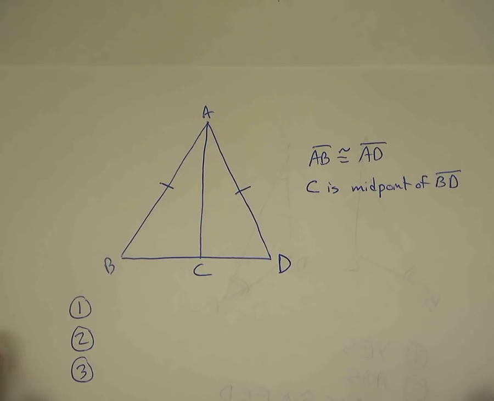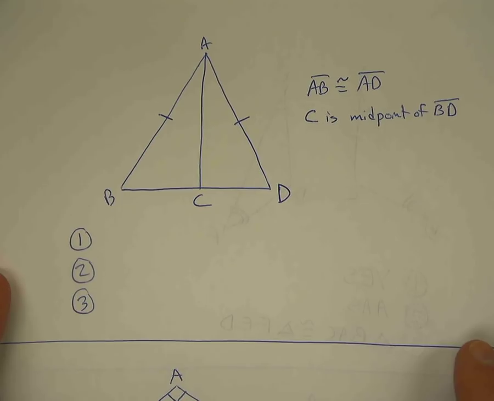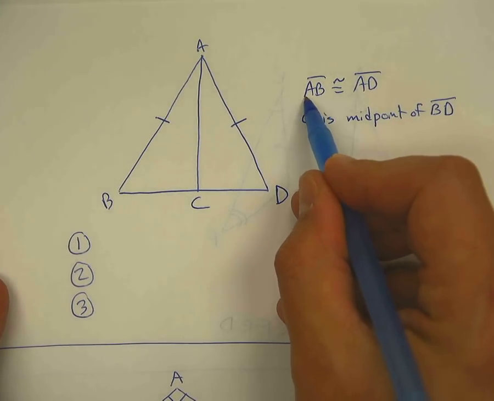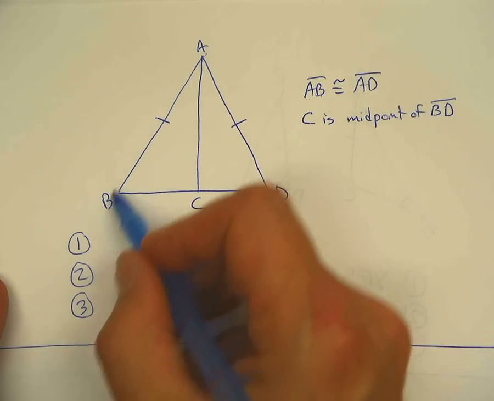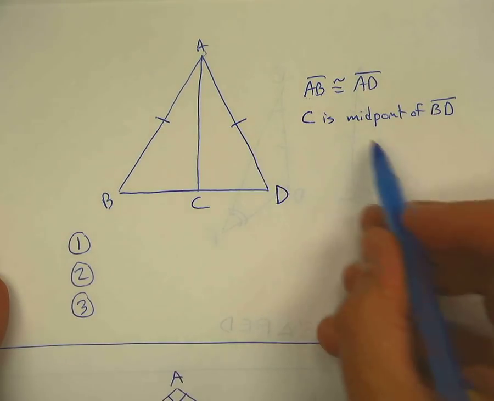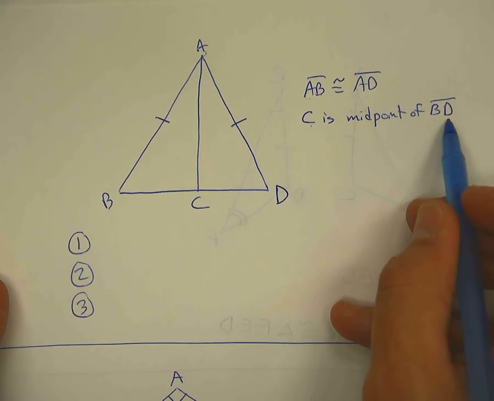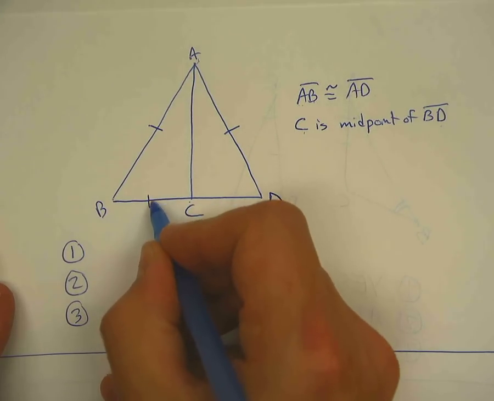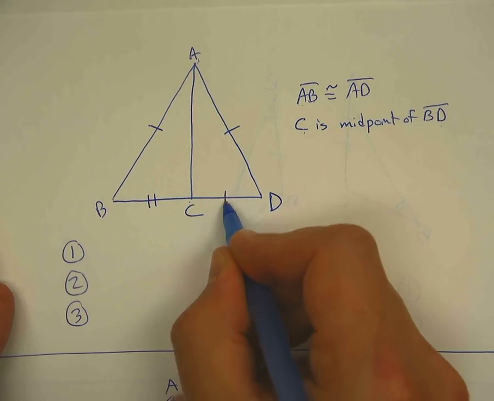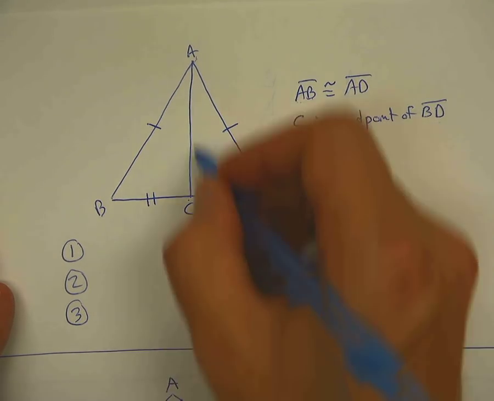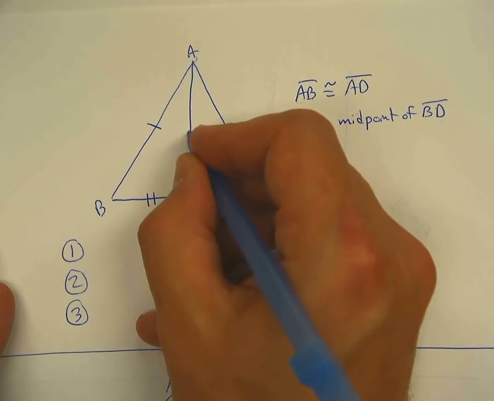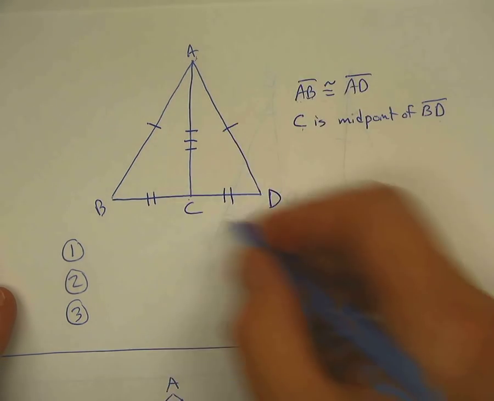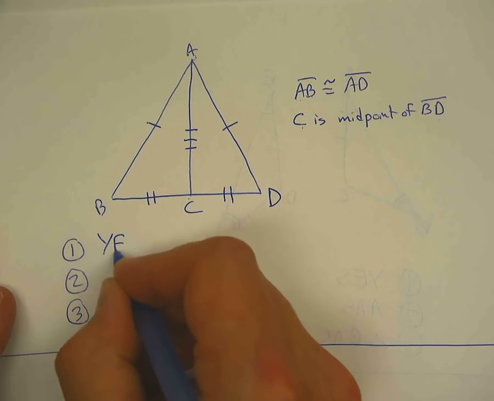All right. Let's go on to another one. Let's try this one right here. I'm going to read the stuff on the side that's important. It says AB is congruent to AD. I already put marks there. It says C is the midpoint of BD. What does that mean? If C is the midpoint, I know that BC is congruent to CD, right? And I also know AC is congruent to itself by the reflexive property, since both triangles share that side. So yes, with all that, the triangles are congruent.